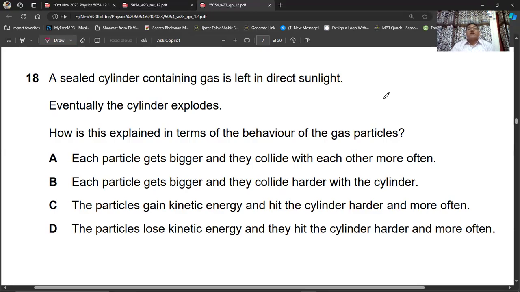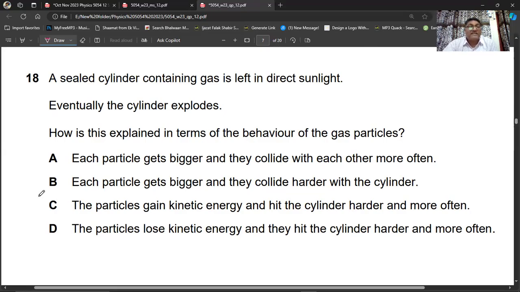Each particle gets bigger and they collide with each other more often. No, the particles do not get bigger, or the particles do not expand, you can say. Each particle gets bigger and they collide harder with the cylinder. Particles do not get bigger. The particles gain kinetic energy and hit the cylinder harder and more often.